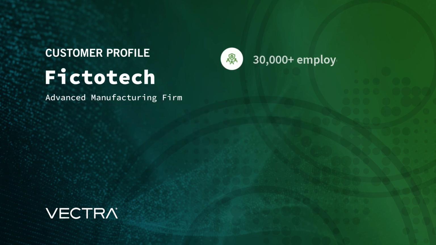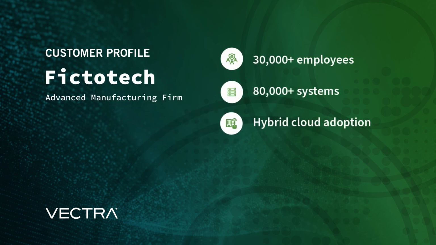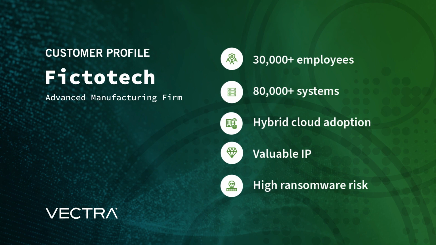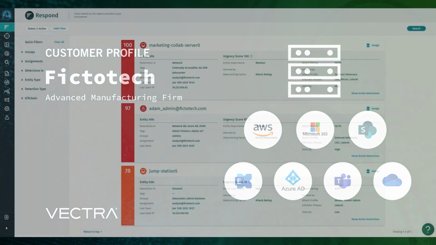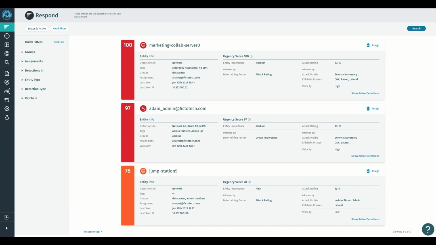Across FictoTech's hybrid cloud environment, Vectra's AI is analyzing billions of network events, tens of millions of AWS events, millions of Azure AD and M365 events every single day in real time. On the morning of the attack, Vectra raised exactly three alerts to FictoTech's SOC. All three were related to the attack.